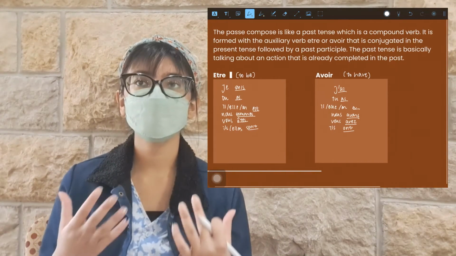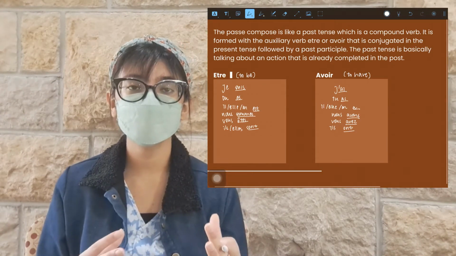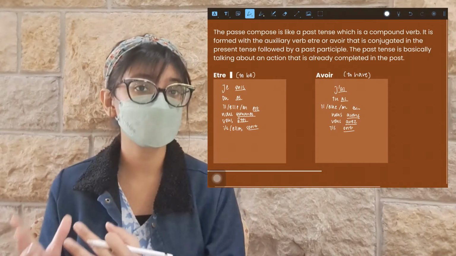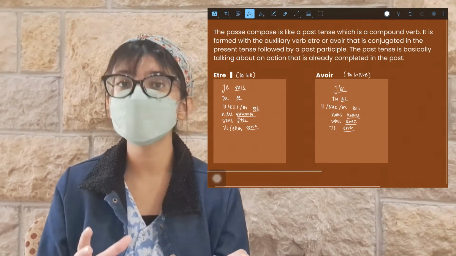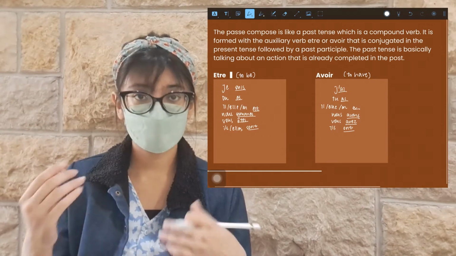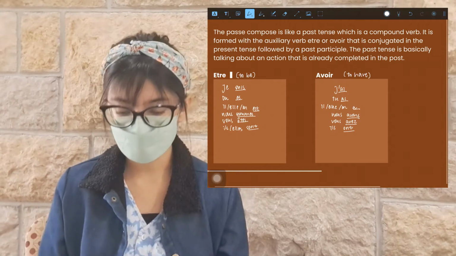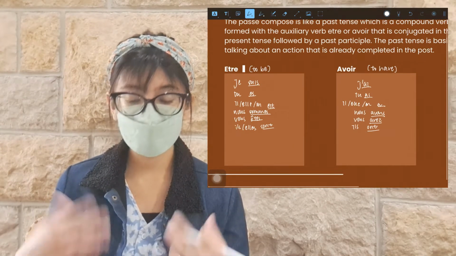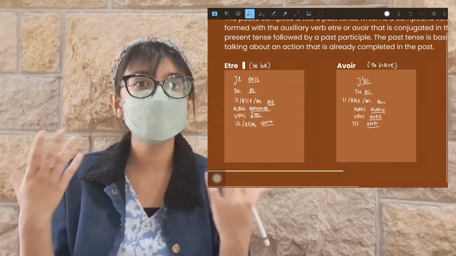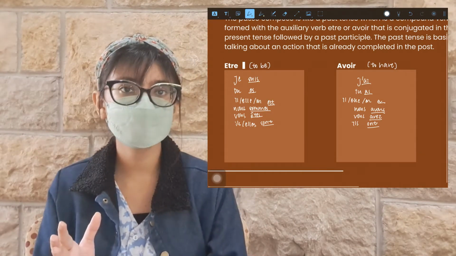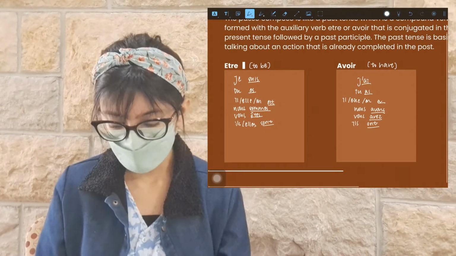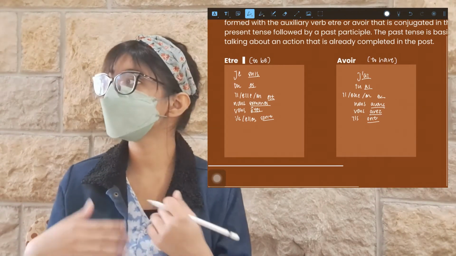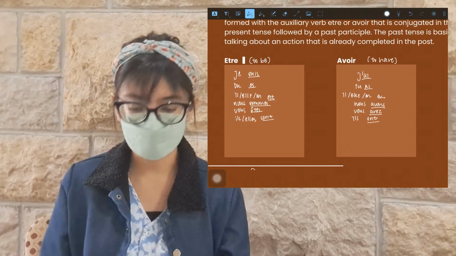So, these are the auxiliary verbs être and avoir. I want to mention that the past tense is typically used when something has already been completed in the past, and again we use the auxiliary verb to create our passé composé. After we have être and avoir, it is time to think about which verbs need être and which verbs need avoir. But before I delve into that, I want to show you the structure of le passé composé.